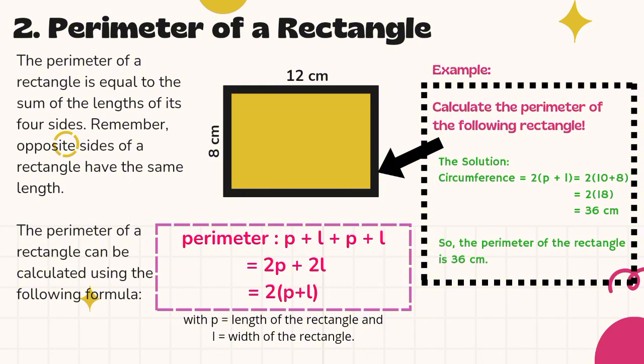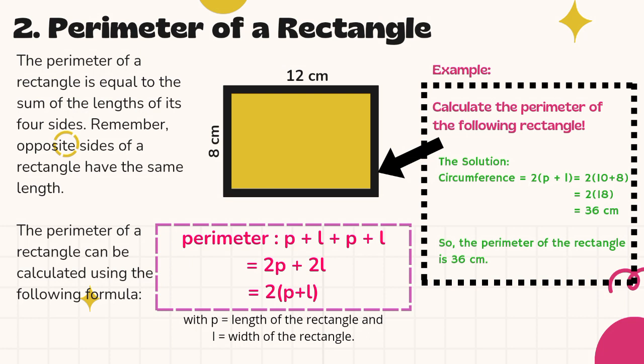Number 2, we talk about the perimeter of a rectangle. The perimeter of a rectangle is equal to the sum of the lengths of its four sides. Remember, opposite sides of a rectangle have the same length. The perimeter of a rectangle can be calculated using the formula: Perimeter is P plus L plus P plus L equals 2P plus 2L equals 2 bracket P plus L.